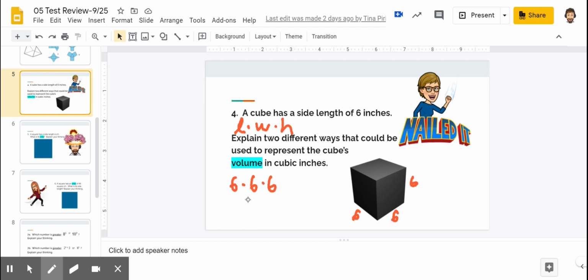We can also express this using a base and an exponent. 6 is the number that's multiplied repeatedly, so it is a base, and 6 is multiplied by itself 3 times, and so 3 is the exponent. And we read that as 6 to the third power, or as 6 cubed.